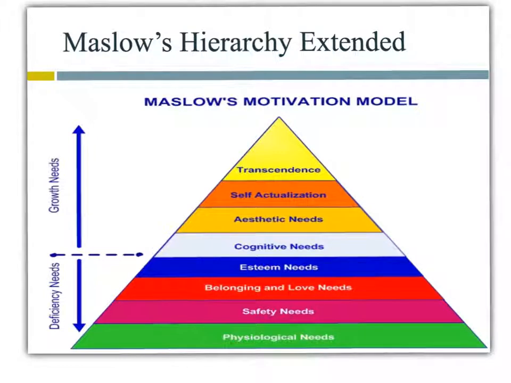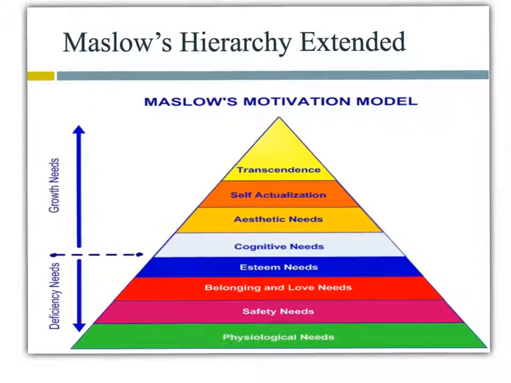Recently, researchers have extended Maslow's hierarchy with some really important implications for education. As you can see, the bottom half of the pyramid looks very similar. You have physiological needs, safety, belonging and love, and esteem needs. However, there are some differences up top. They have added needs such as cognitive, aesthetic, and transcendence.